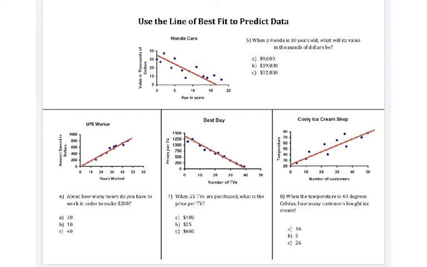So what we did is we drew a line that went through the middle of that data. If we were in school, we would have you guys draw the line, but since we're online, we're going to provide the line for you. So this line is called the line of best fit. The line of best fit has approximately the same number of dots above it as it does below it.